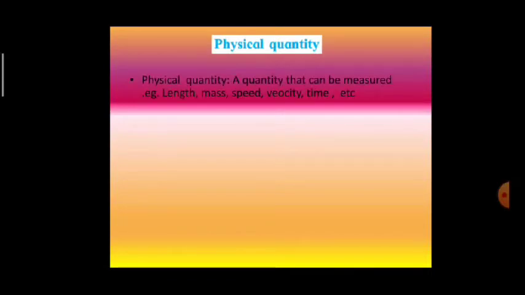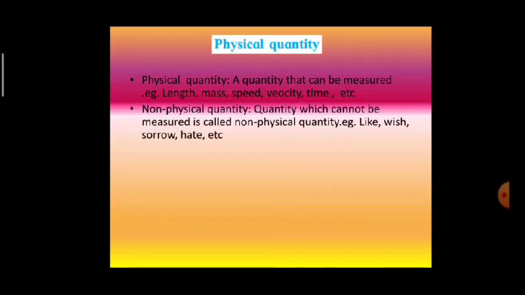Now let us see what is a physical quantity. It is a quantity that can be measured. For example, length, mass, speed, velocity, time, etc. Then what is a non-physical quantity? It is a quantity which cannot be measured. For example, wish, sorrow, hate. Can you measure them? No. So these are non-physical quantities.